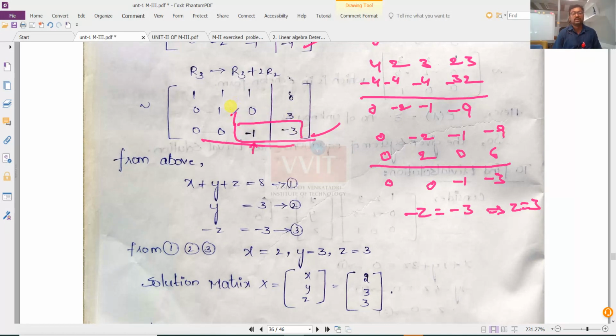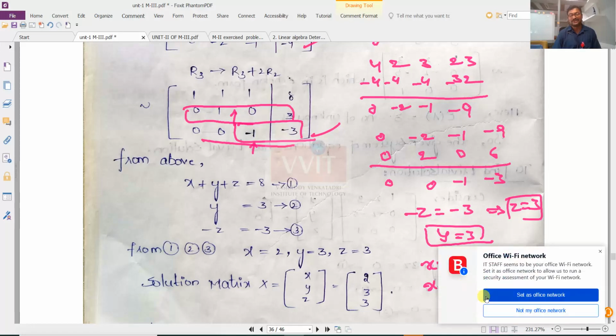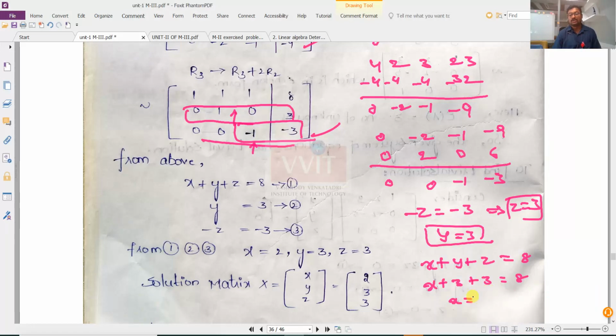Now moving a little up here, 0x plus y plus 0z equals 3 means simply y equals 3 directly. Fortunately it is getting clear. So y equals 3, and then moving one more step, x plus y plus z equals 8, where the y value is 3 and the z value is 3. That makes x equal to 8 minus 6, which is 2. So the solution is 2, 3, 3.